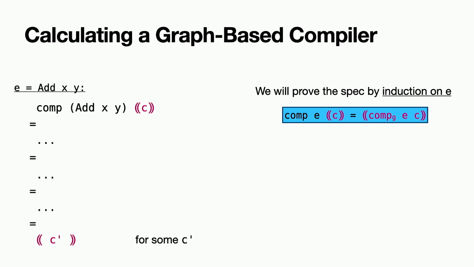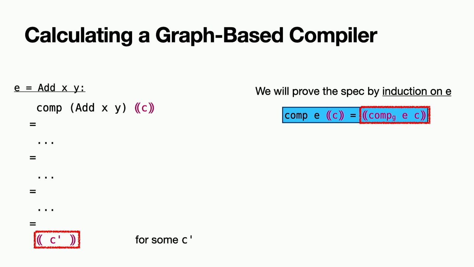And what we're going to do is start on the left-hand side of the equation, instantiating E with add x, y. And then we're going to work our way to the right-hand side, step by step, using equational reasoning, right? And of course, we don't know quite yet what the right-hand side looks like, because we don't have the graph-based compiler.